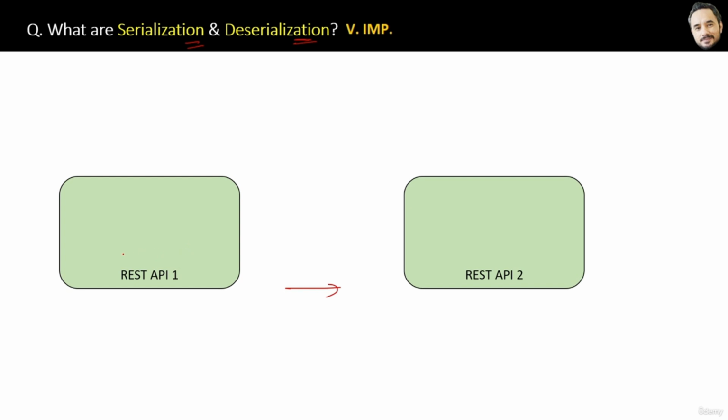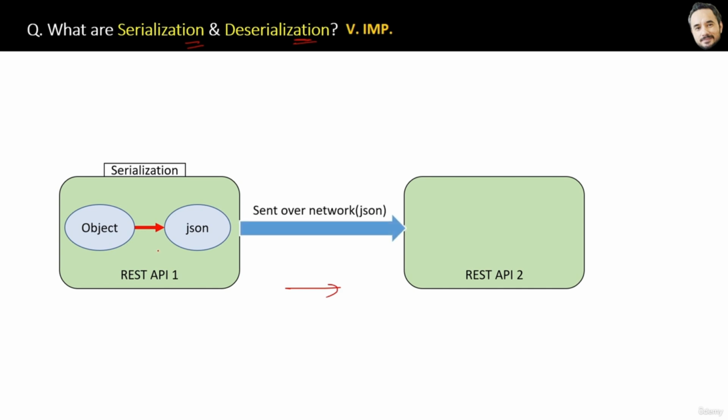First, inside REST API 1, we will convert the data object into the JSON format. And this process of converting the object into any other format, JSON, bytes, etc., is called serialization. Then we will send this JSON over the network to REST API 2. There we will convert this JSON back into the object, and this process is called deserialization.